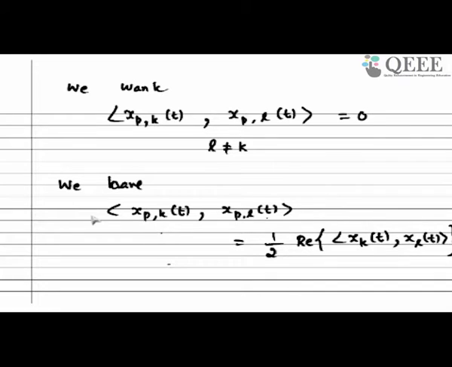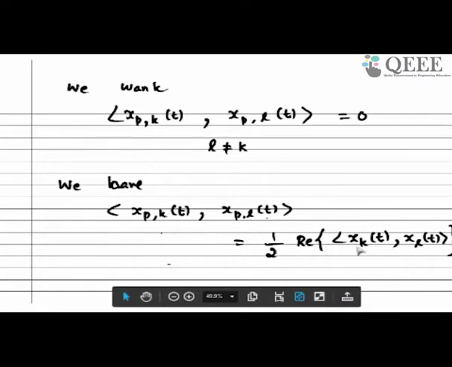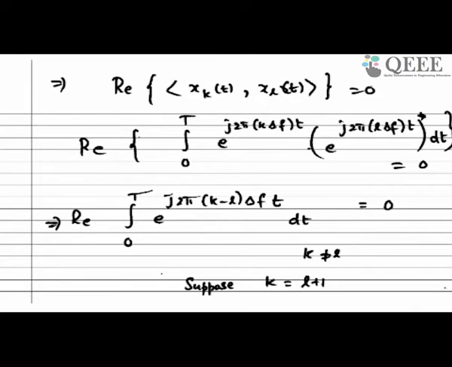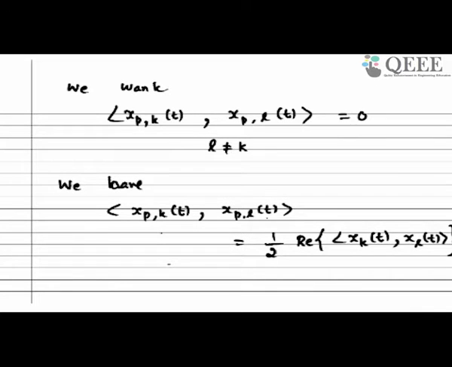So the inner product between the cosine waveforms and the corresponding complex exponentials is written in this way. All I had to do was compute the inner product between the complex exponentials and then take the real part; that will be the inner product between the cosine waveforms. So we want the inner product to be 0. It means the real part of the inner product between complex exponentials has to be 0. So now let us look at that particular condition.